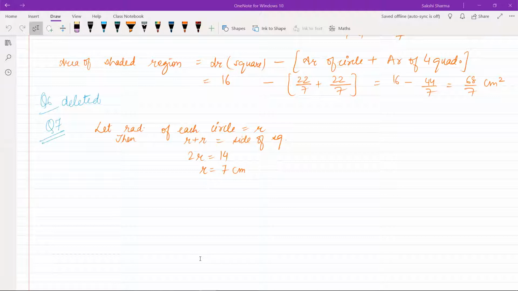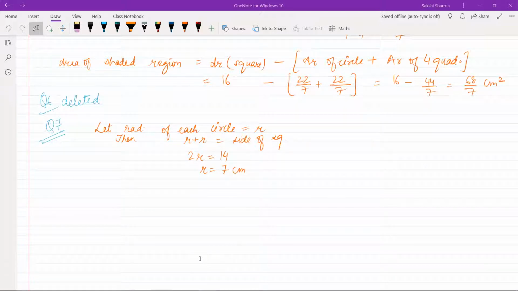Now we want to find out the area of the shaded region. The area of the shaded region will be given by the area of the square minus the area of the 4 quadrants, and as such the 4 quadrants will form one whole circle. So you can do it that way also.